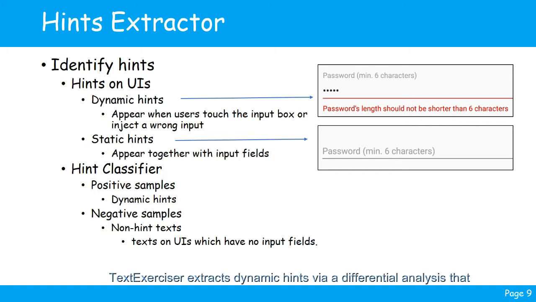TextExerciser extracts dynamic hints via differential analysis that compares widgets before and after inputting text into the app. Information that appears in the widget after text input is considered a hint. However, for identifying static hints, we should first separate them from other non-hint texts. Thus, we train a hint classifier. The positive training samples come from dynamic hints extracted from Android apps via differential analysis, and the negative samples come from information extracted from app windows without any text input.